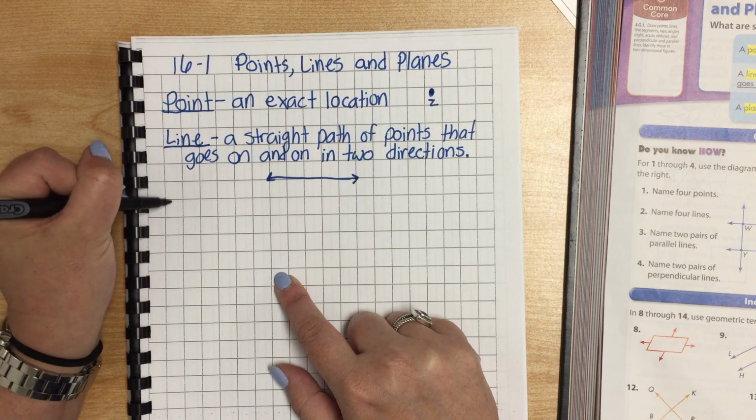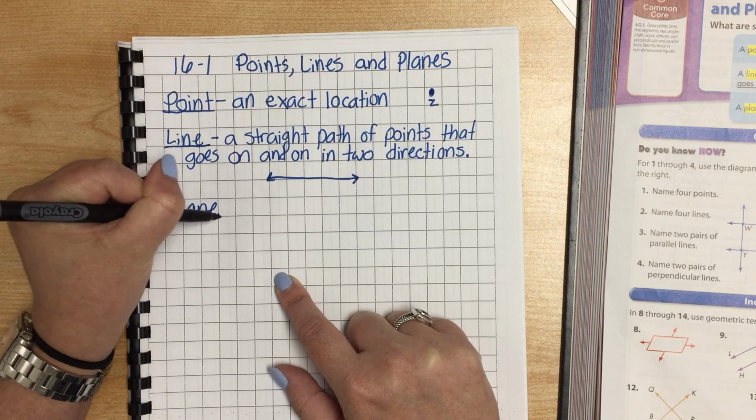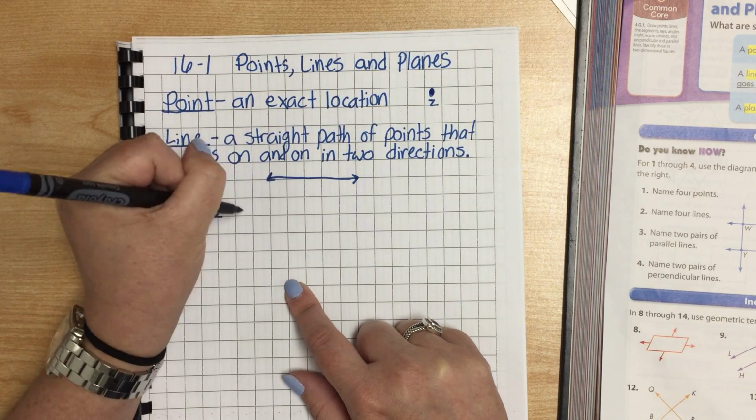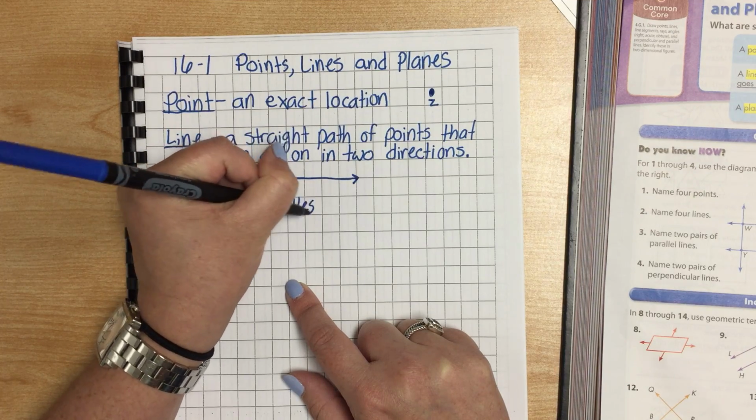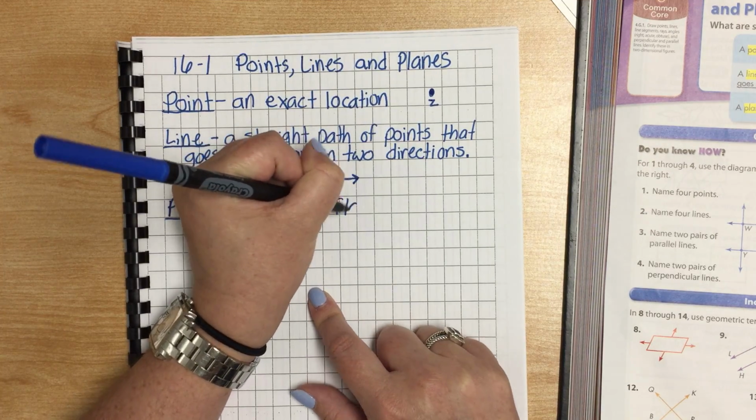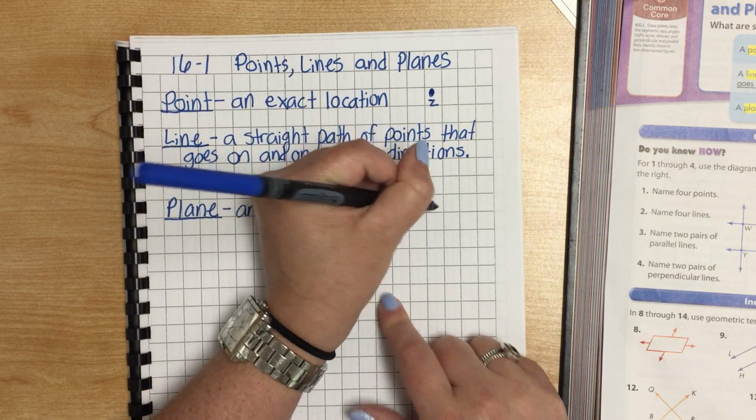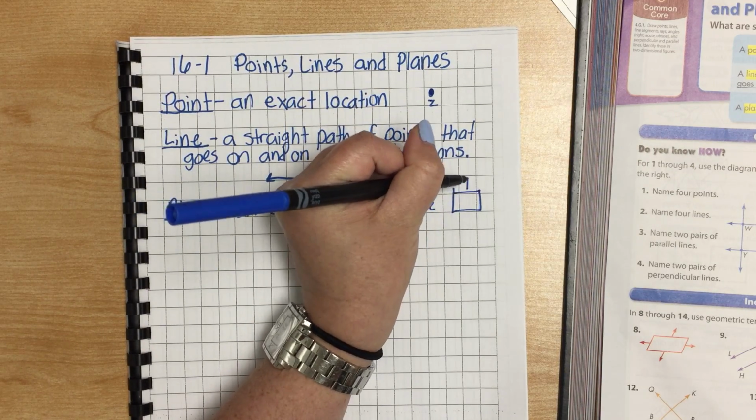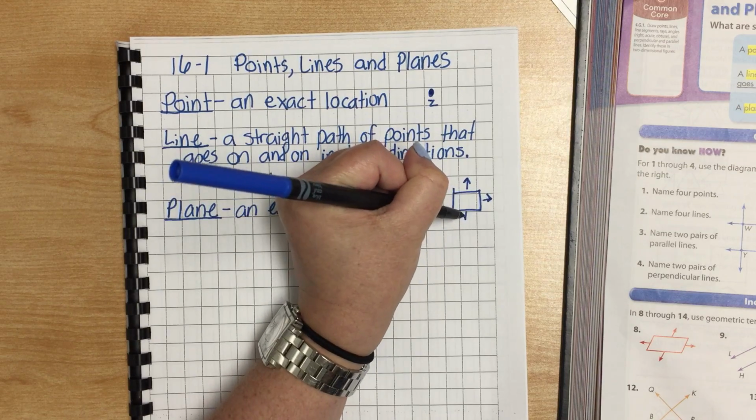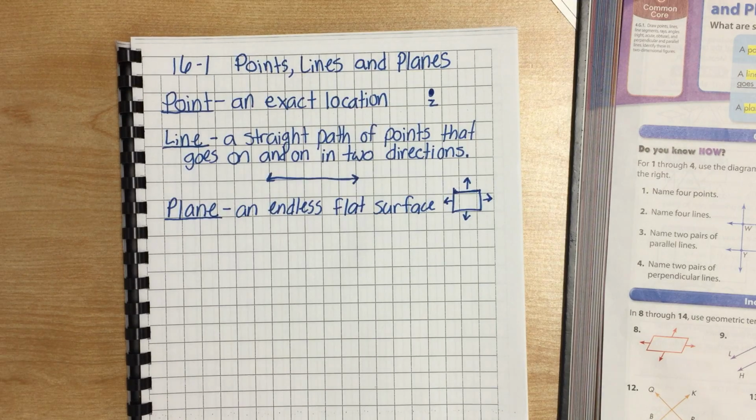And the next word is plane. And this is an endless flat surface. And then you draw a square with arrows coming off of it to represent that it is just going on and on and on and on.